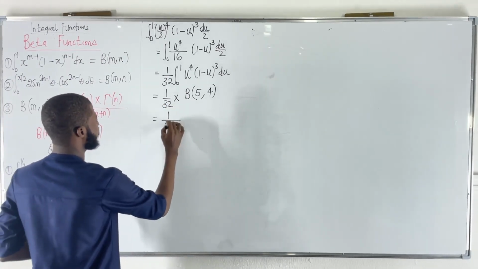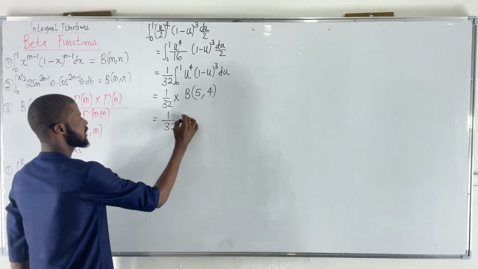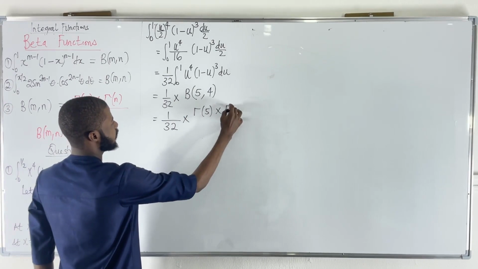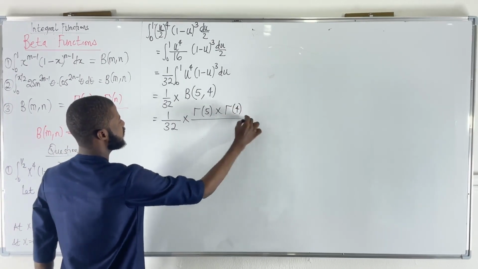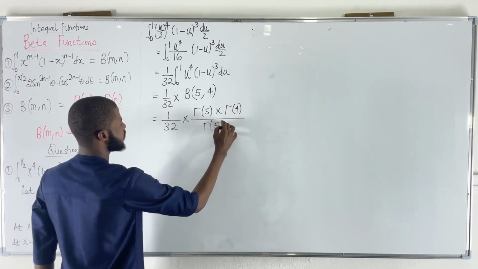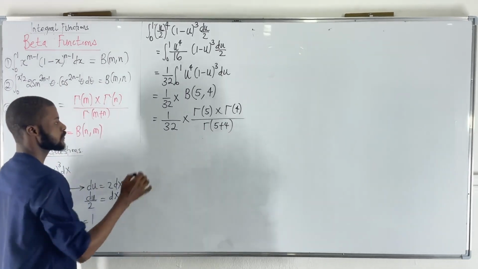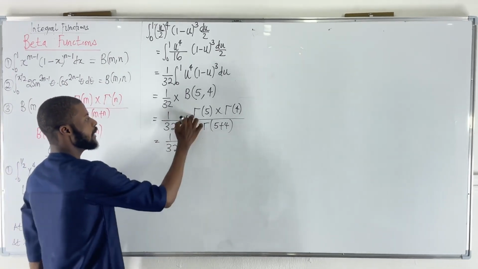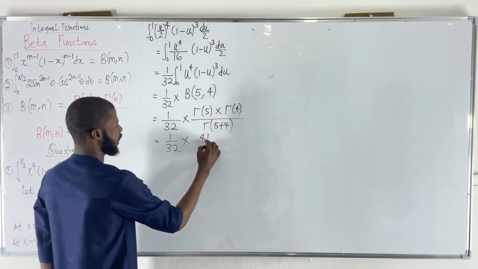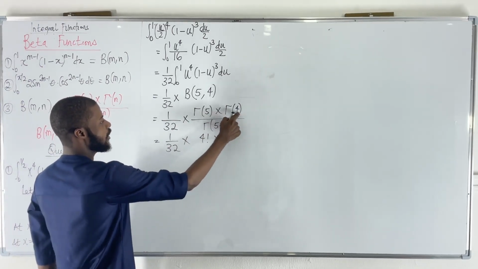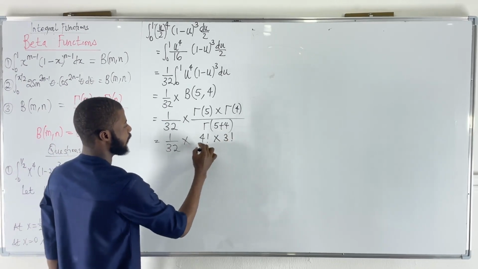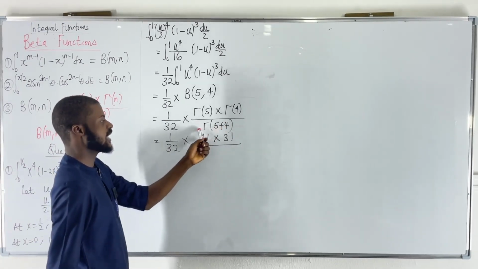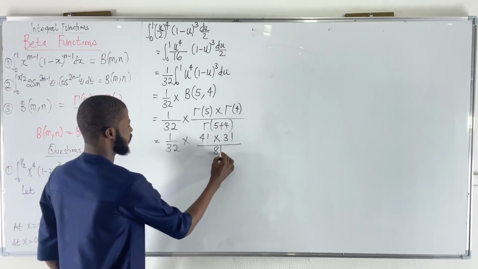So this is 1 over 32 times the gamma of 5 times the gamma of 4 divided by the gamma of 5 plus 4. So this is 1 over 32 times the gamma of 5, which is 4 factorial, times the gamma of 4, that's 3 factorial, divided by 5 plus 4 which is 9. So what's the gamma of 9? That's 8 factorial.